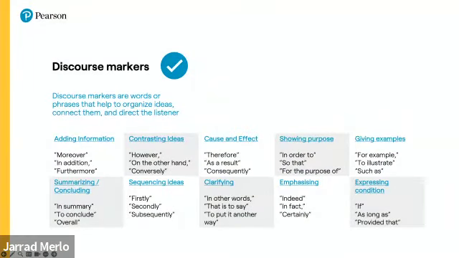So, we have discourse markers to add information like moreover, in addition, furthermore, or to contrast ideas. This is really an important one for describe image, like however, on the other hand, or conversely. Then showing cause and effect: therefore, as a result, consequently. I won't read them all. I'll just go through the titles: showing purpose, giving examples, summarizing, concluding, sequencing ideas, which is massively important for Retell lecture, clarifying, emphasizing, expressing conditions. These help your students to organize their ideas, connect them, and also to direct the listener.